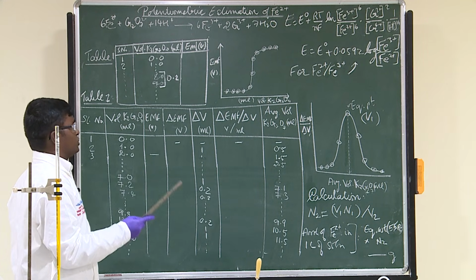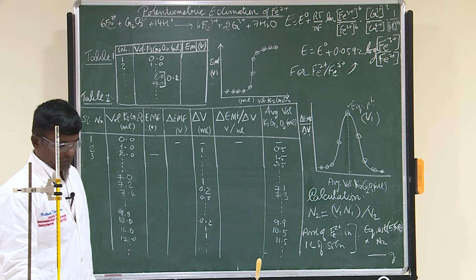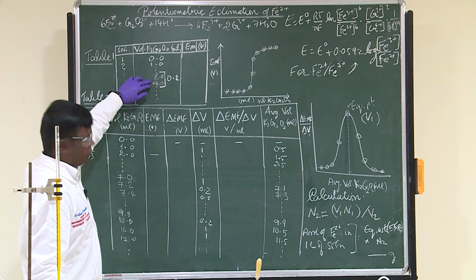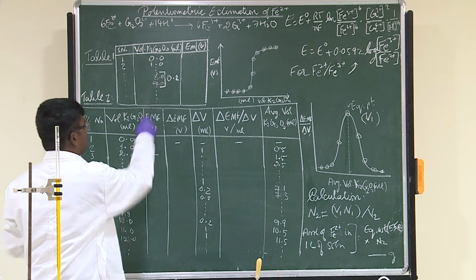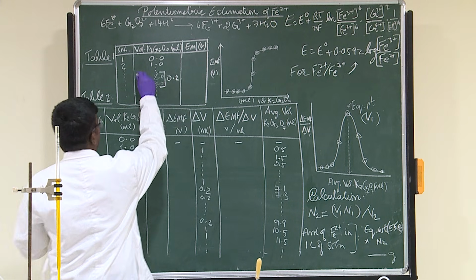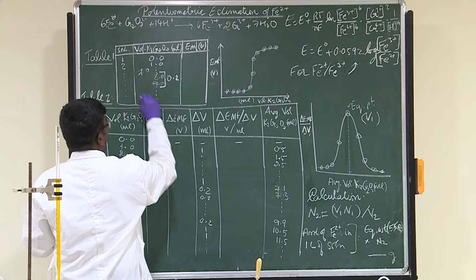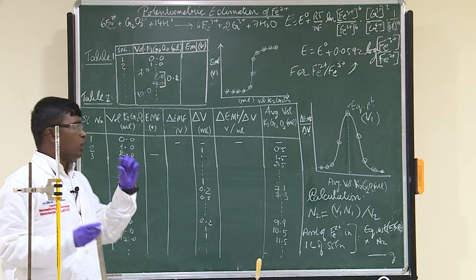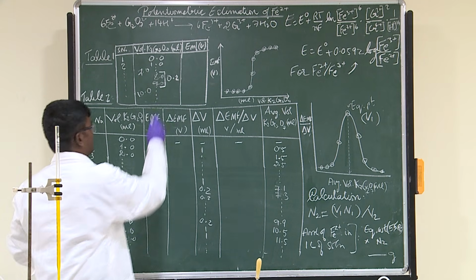Right. Moving on to the second iteration, how do we do it? What we do is, where do I see the jump? From that place, 1 ml prior to that and 1 ml after that, we will add potassium dichromate in a smaller quantity, say 0.2 ml each, right.